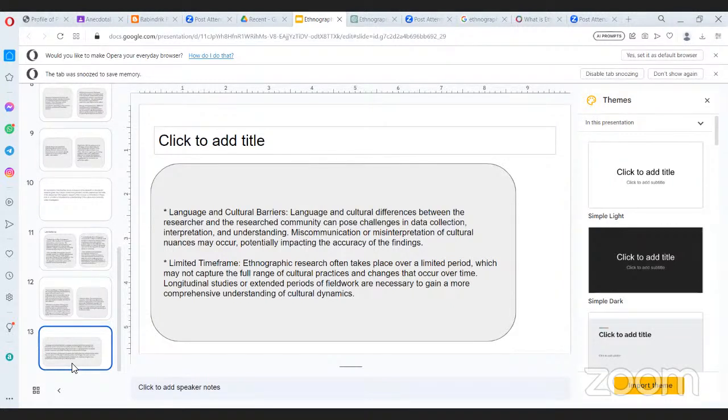Now, if you have any question, you can ask me. So now you have understood the difference between ethnographic research and non-ethnographic research. You have understood the different tools used for ethnographic research. You have also understood the limitations in ethnographic research and how you can overcome the limitations for your research.